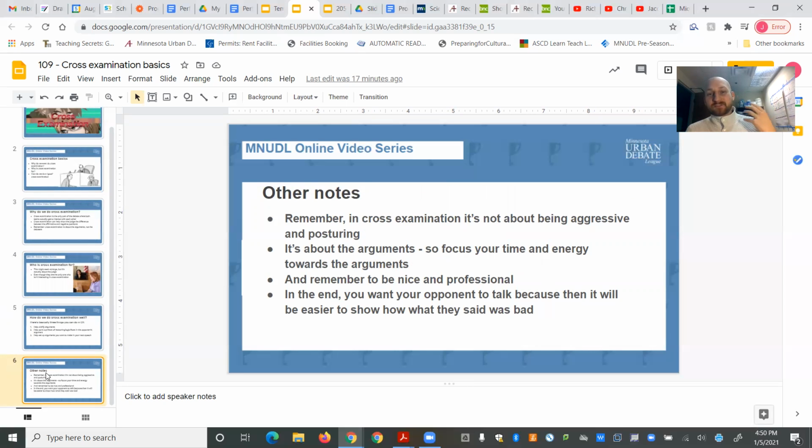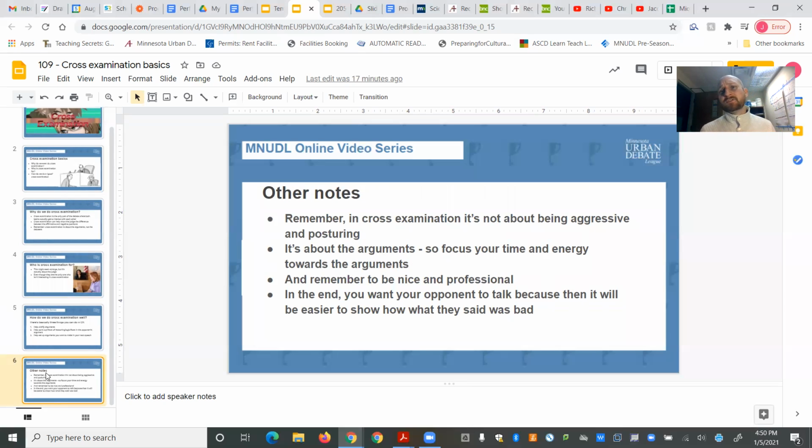And the judge doesn't want to hear that, right? So you should try to be respectful, courteous, professional, and ask questions in a way that gets you the answers you want, and give answers in a way that is helpful for yourself and the judge to understand the argument. But it's not about talking over each other, and it's not about being mean or being aggressive.